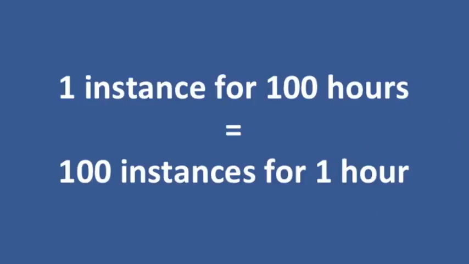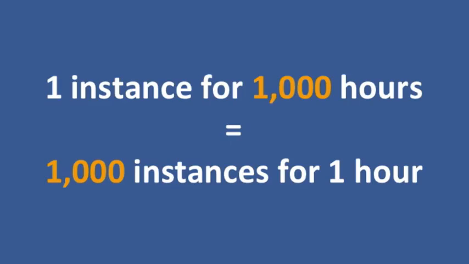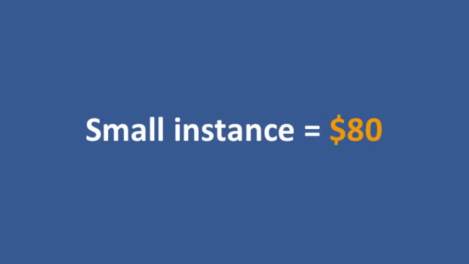So 1 instance for 100 hours equals 100 instances for 1 hour, $8. But just as easily, you might have 1,000 hours for 1 instance. It's the same as running 1,000 instances for 1 hour, and that will cost you $80.